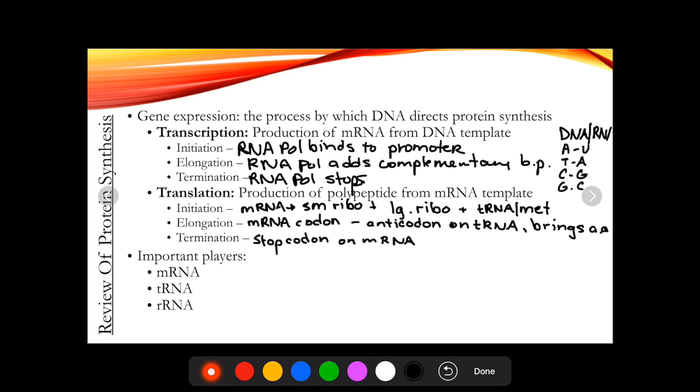So remember, the mRNA is read in groups of 3. A lot of people are thinking transcription has something to do with codons. Do not use the word codon in transcription. There's nowhere that it really comes into play. Codons are only important for translation.